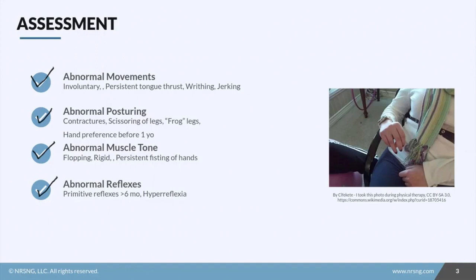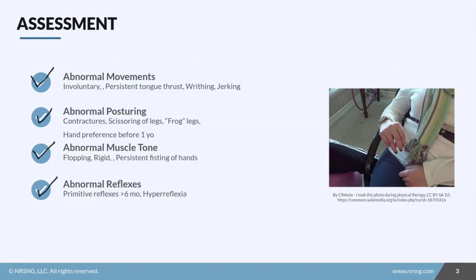With abnormal movements, things that we're looking for are persistent tongue thrusting. These things are involuntary for them, so they may be writhing or even have jerking movements that they are not controlling. Examples of abnormal posturing are when they have spasticity maybe in a hand or foot, and you can actually see in the photo here what spasticity can look like. Other things that we see with abnormal posturing is that in infancy, you may actually see the baby do something that's called scissoring of the legs.